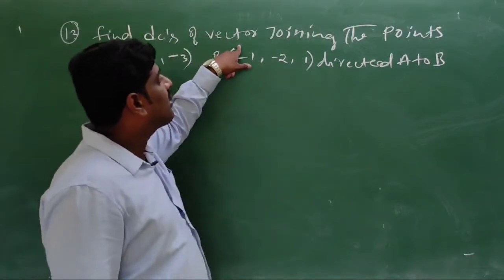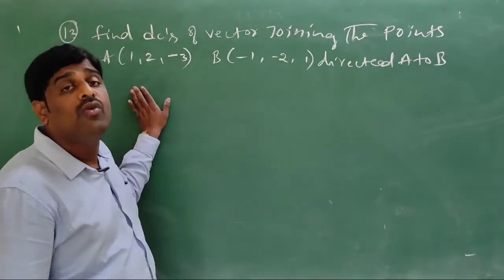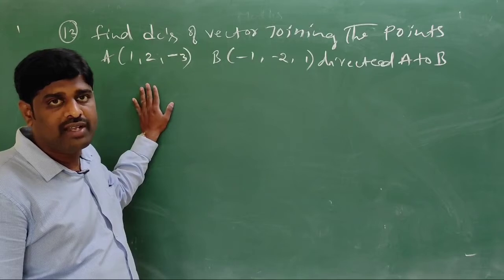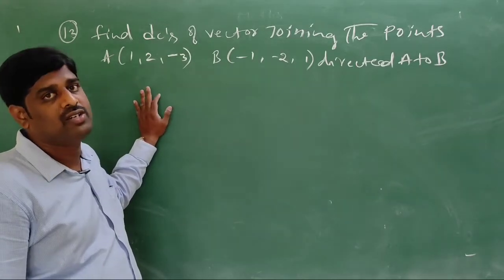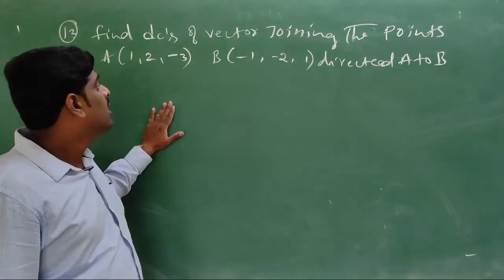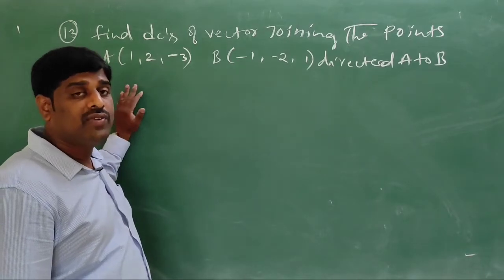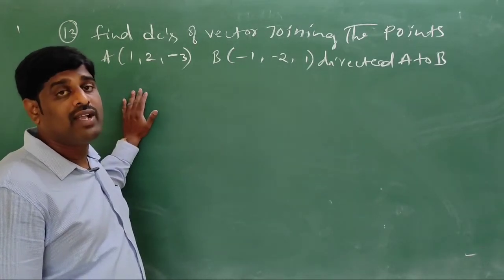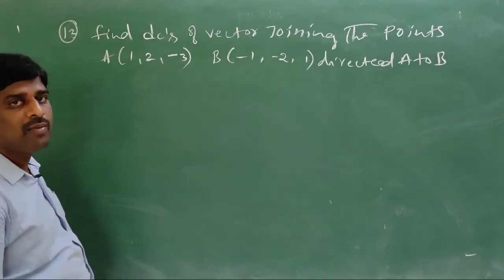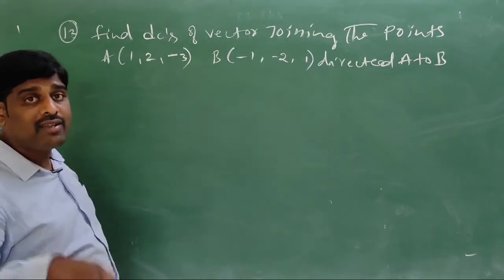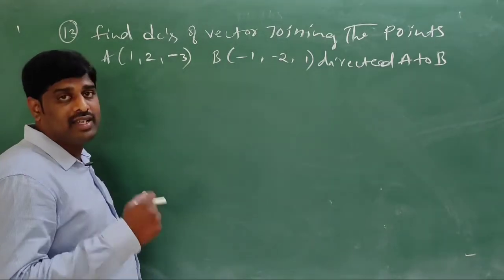Direction cosines of the vector joining points. First we have to find the vector joining the points. Here points are given, you have to find the vector. You have to take the formula for the vector joining 2 points, and then for that vector we have to find the DCS.